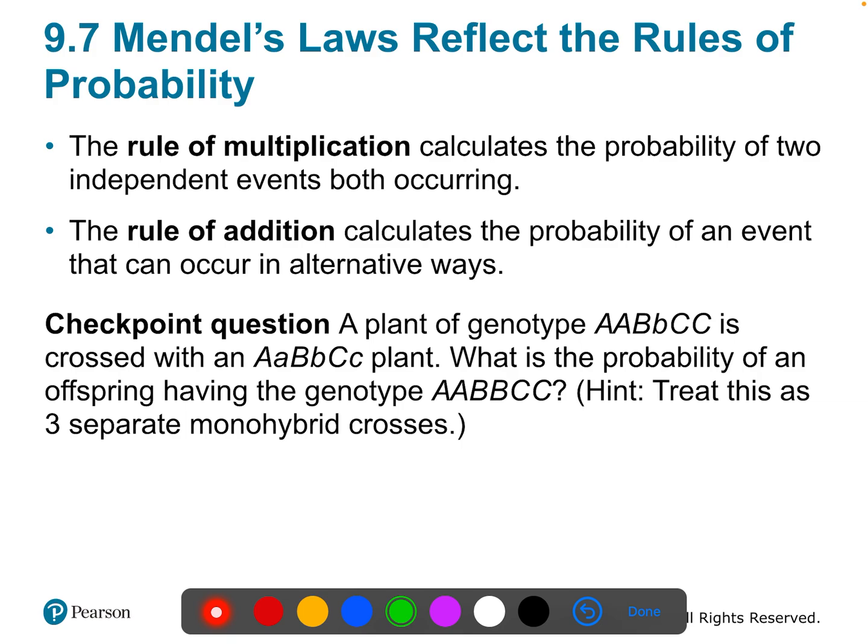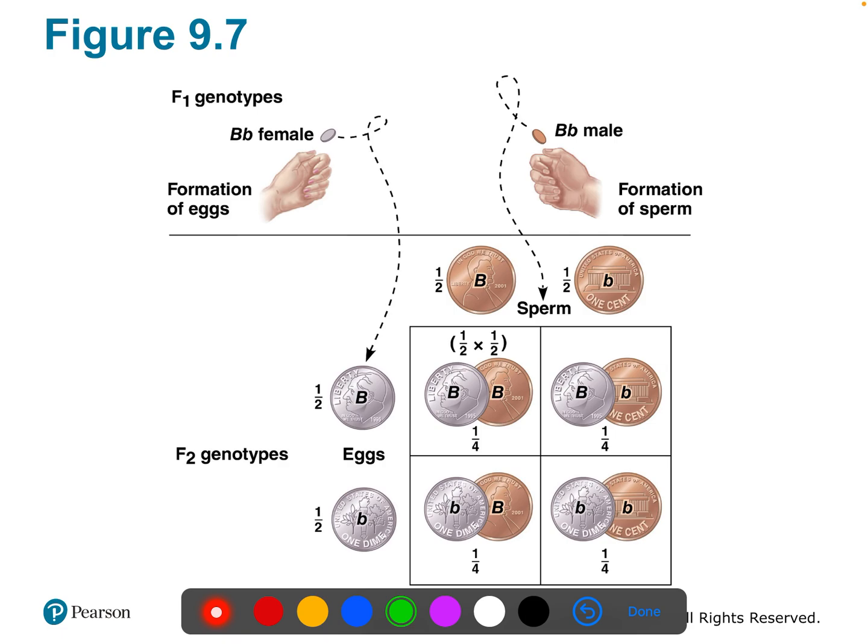Now, Mendel's laws actually reflect 2 different rules of probability. If you take statistics, maybe in your junior or senior year, you'll learn a little bit more about this. We have the rule of multiplication, which calculates the probability of 2 independent events occurring. And then we have the rule of addition, which calculates the probability of an event that can occur in alternate ways. And we can kind of show this in the Punnett square here.